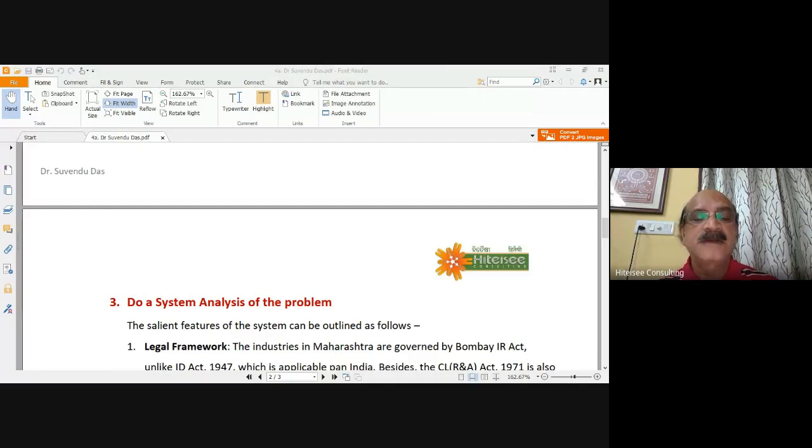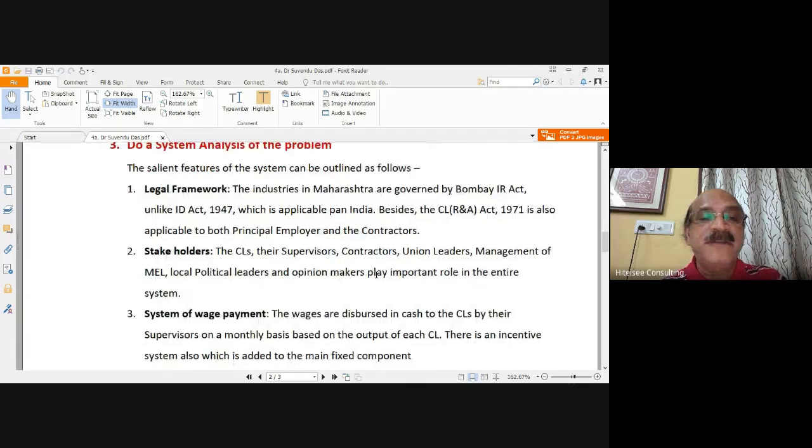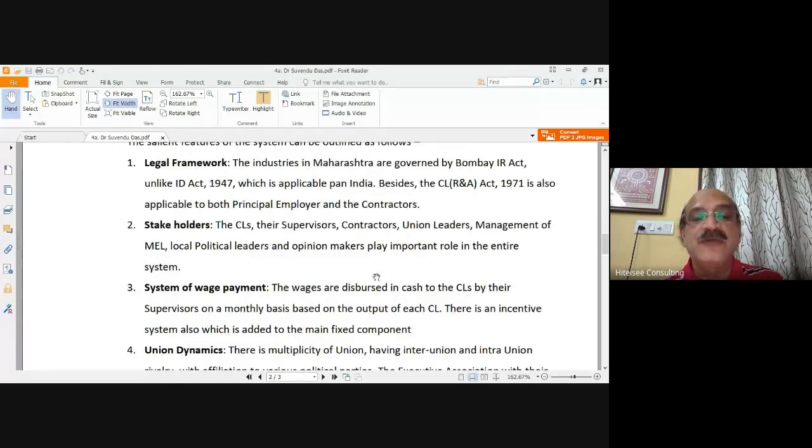having a lot of dynamics, a lot of parameters. I was amazed that this learning for the past 3 days had helped me to present before you in a very systematic manner in terms of design thinking, what we had done without having knowledge of design thinking at that point of time. So the first feature is the legal framework.